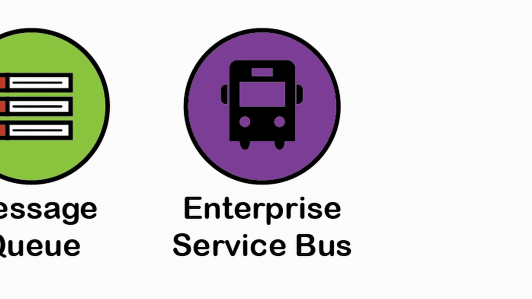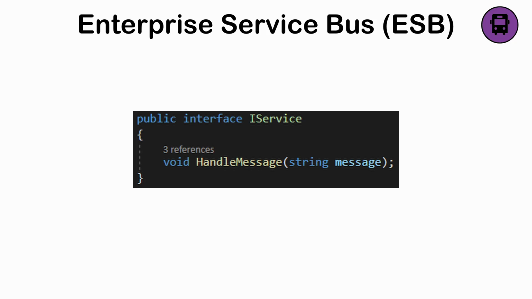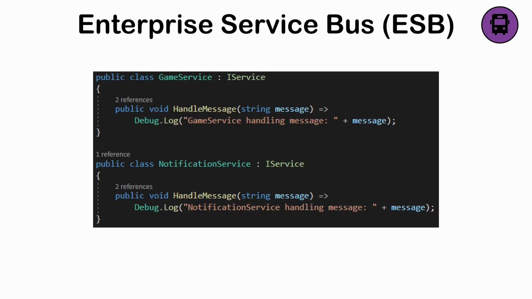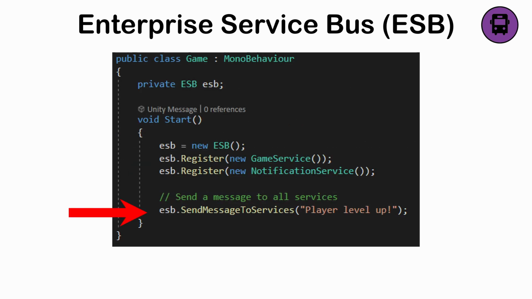Enterprise Service Bus, or ESB, a central hub for routing, transforming, and handling messages between components. Start by defining an interface with a method for handling messages. Child classes will provide specific implementations. The ESB will keep a list of all services that need to be notified and a way for objects to register calls. When an object calls the ESB, asking it to send a message, the ESB will loop over all registered services and notify them.